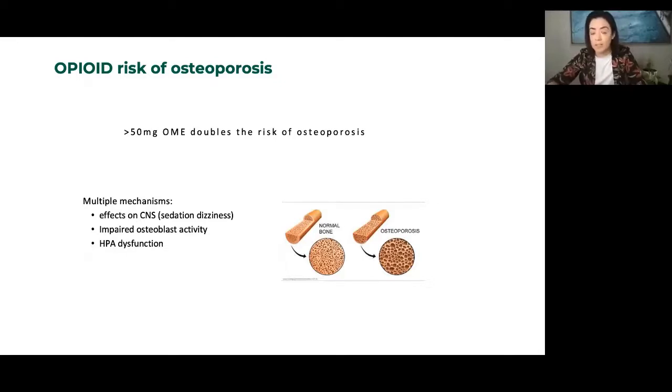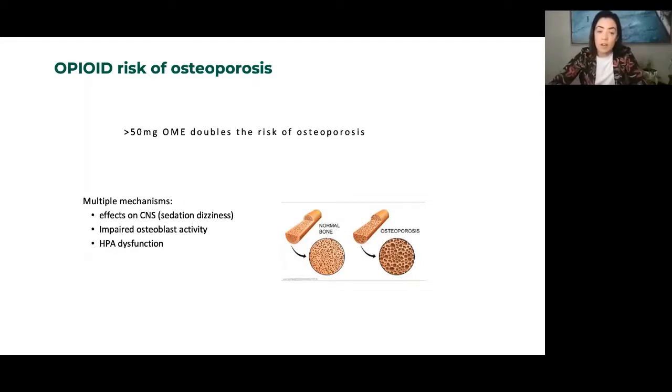So the osteoblasts are the ones who rebuild that bone density. And then we know, just before when learning about endocrinopathy, that opioids reduce the sex hormones through that HPA dysfunction. So there's a couple of reasons why opioids are associated with osteoporosis, and I would say it's quite high risk. And it's something that's not really screened for in general, that I've experienced.